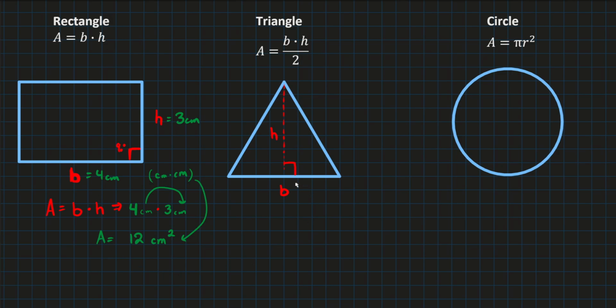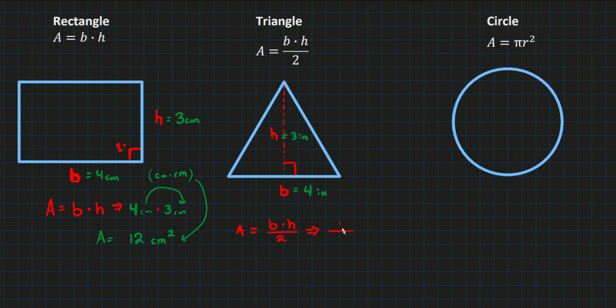So let's use the same numbers. Let's say this is 4, and we'll go inches, and let's say this was 3 inches, hypothetically. We're just going to plug it into this formula up here. Base times height divided by 2. Okay, so I'll write the formula because we always start with the formula. Area equals base times height divided by 2.